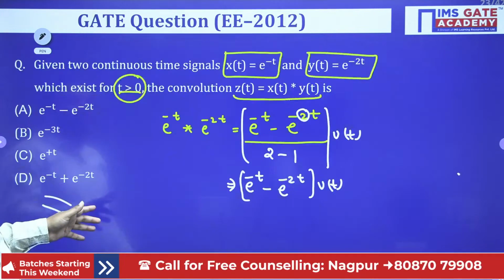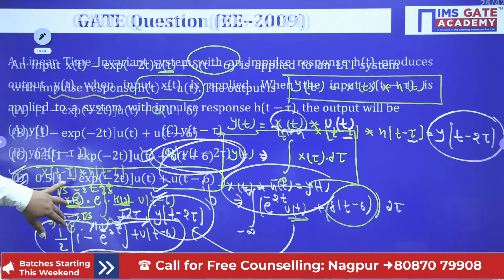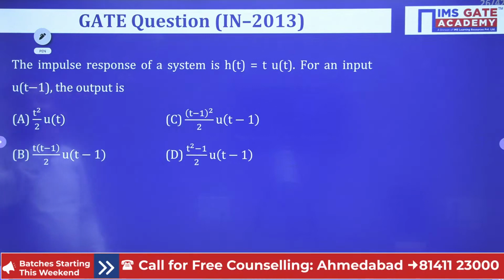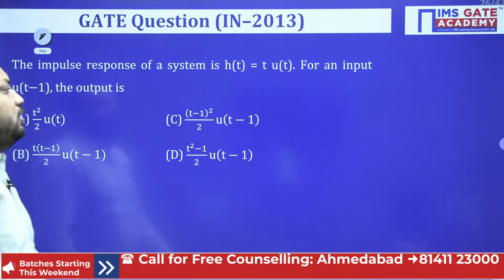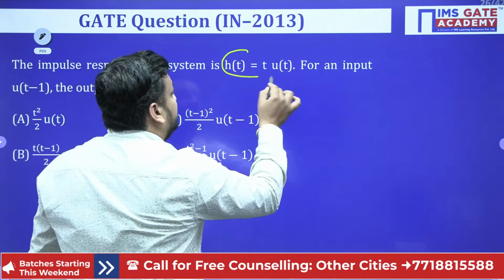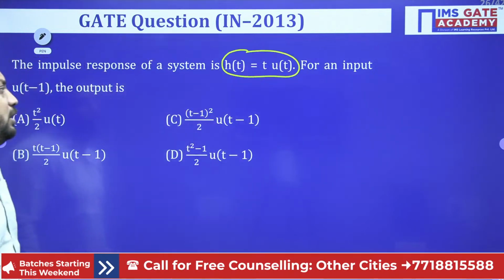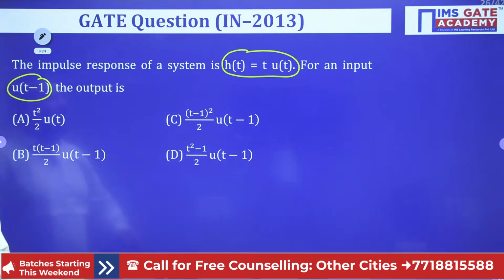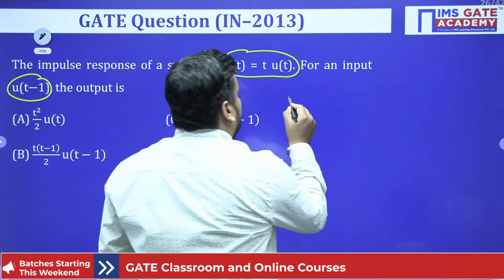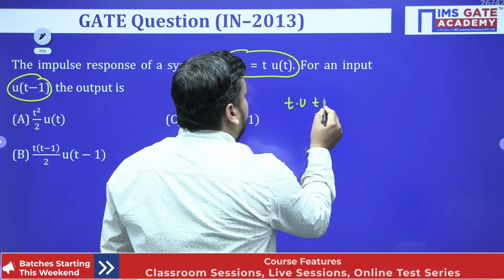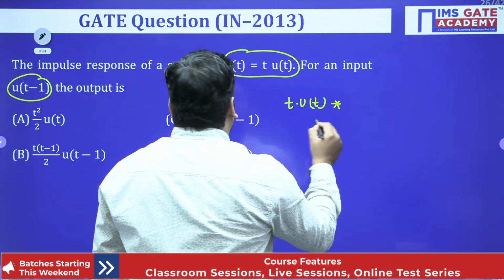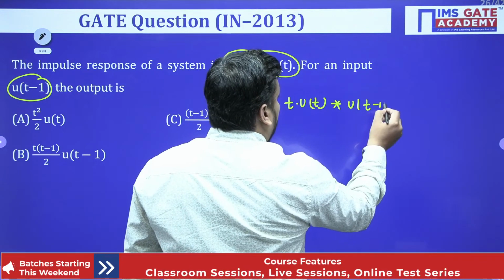So the next question is here. The impulse response of a system h(t) equals t u(t). This GATE question we have already discussed in the previous lecture. t u(t) is a ramp signal, and u(t) is the step function. We know that the convolution of ramp and step will be parabolic. So I am writing here t u(t) convolved with u(t minus 1).